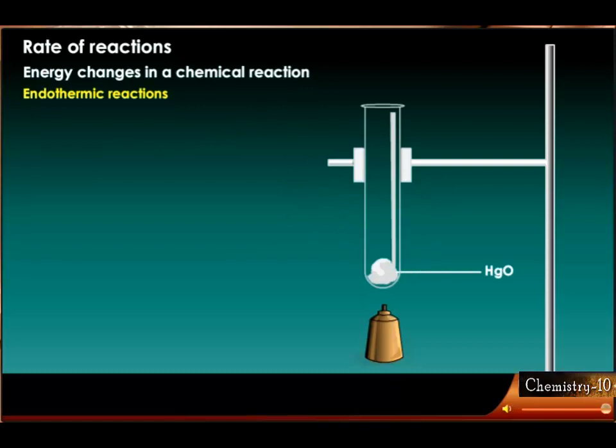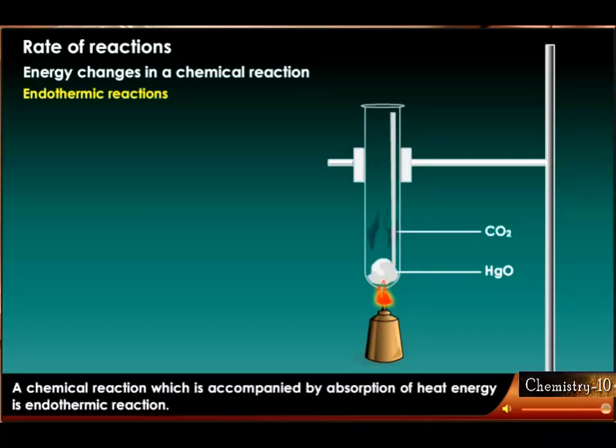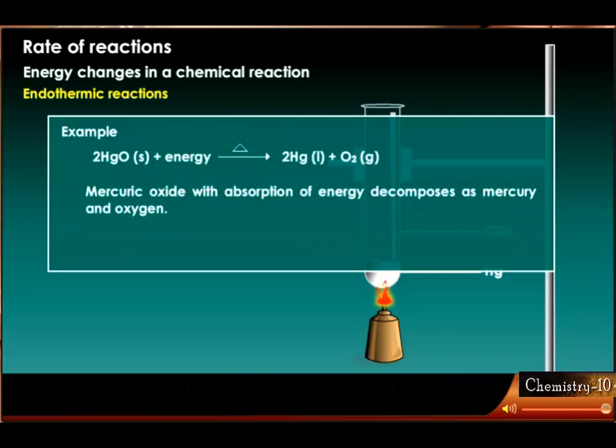Endothermic reactions. A chemical reaction which is accompanied by absorption of heat energy is an endothermic reaction. For example, mercury oxide, 2HgO, with the absorption of energy decomposes into mercury Hg plus oxygen O2.